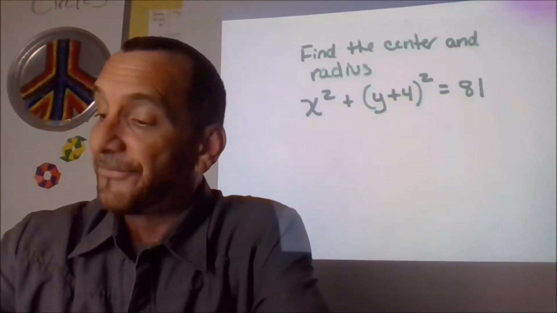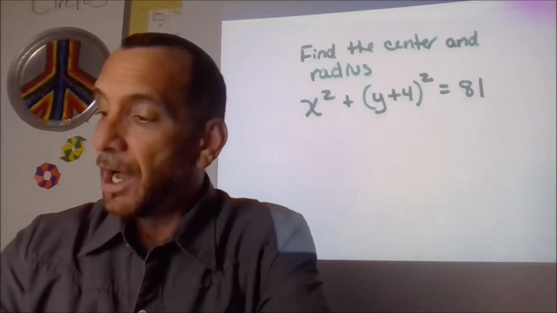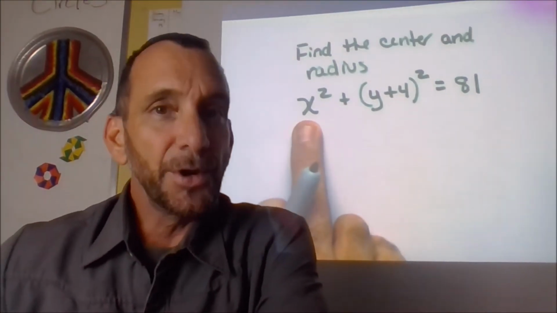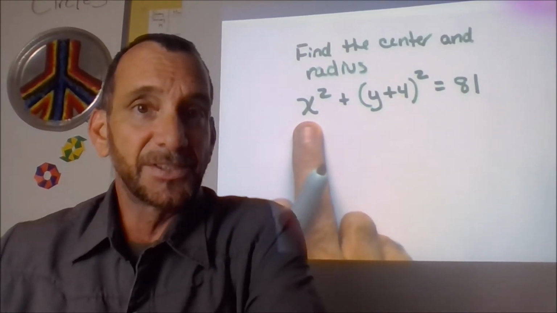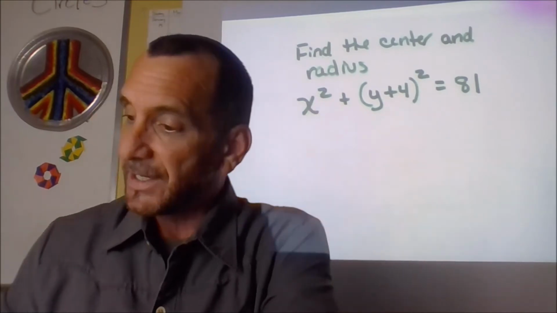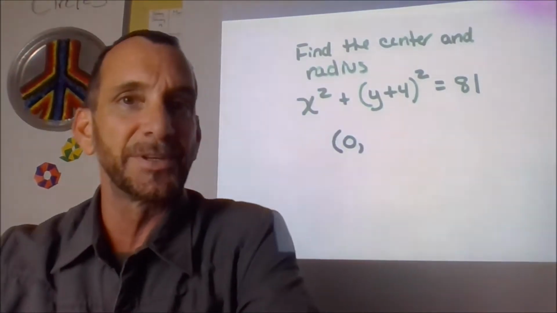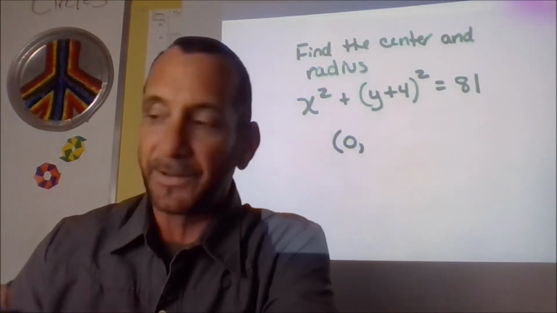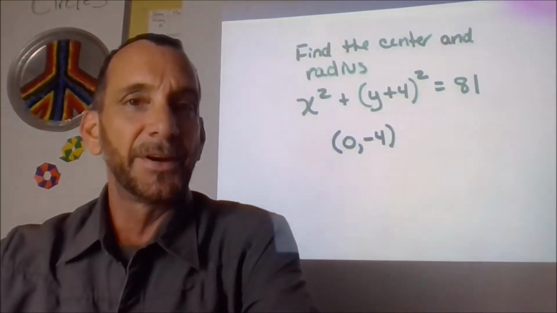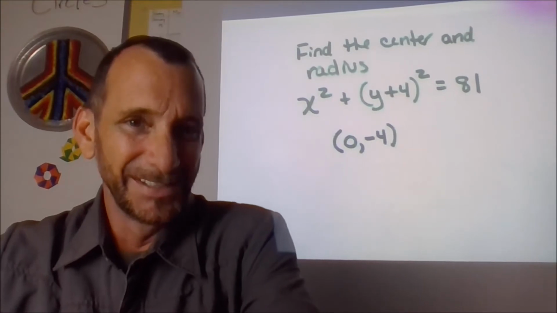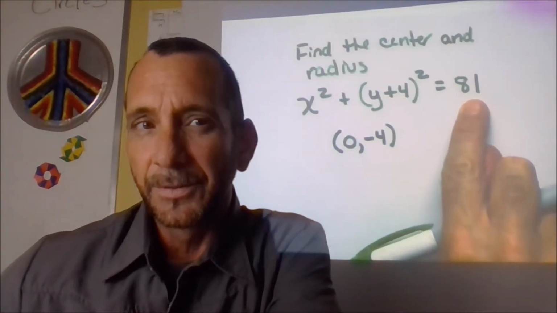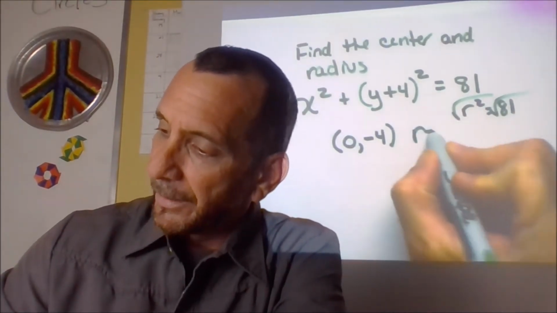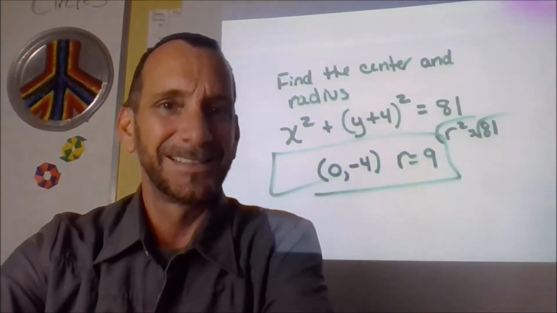How about this one? Find the center and the radius of the circle that's written in standard form. Well, the x-coordinate of the center is really 0 because there is no x minus h squared, it's just x squared. So the x-coordinate of the center is 0. I'm going to do my little trick and change the sign to get the y-coordinate of the center, and that's a negative 4. There's my center, and my radius is, that's r squared. r squared equals 81. r is 9. Done.